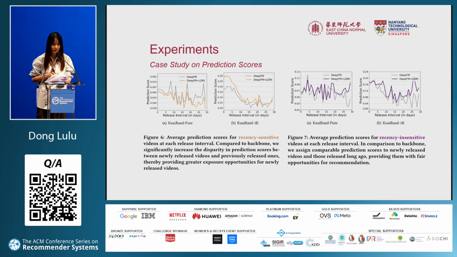Figure 6 shows the difference in prediction scores between DeepFM and DeepFM with LDRI on recency sensitive videos. For these types of videos, it's best to recommend the newest content and reduce the exposure of older videos. We see a clear drop in prediction scores for older videos when LDRI is applied, helping to reduce their availability.